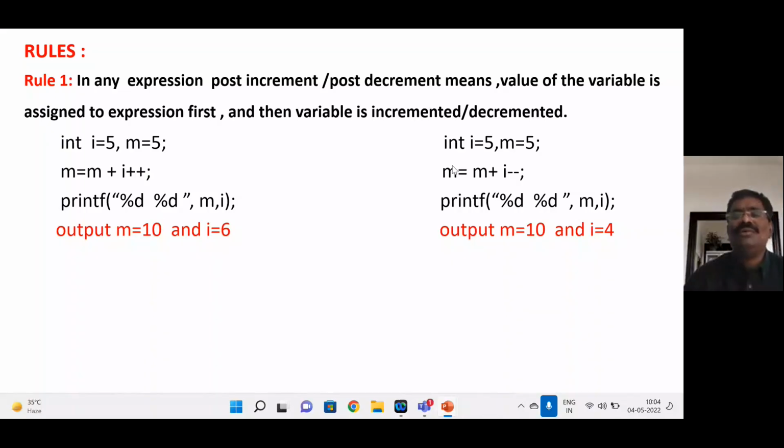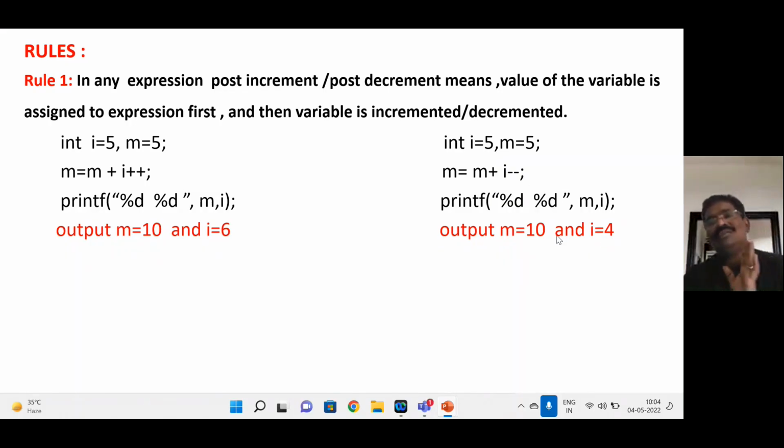In the same way, for post-decrement, int i = 5 and m = 5, m = m + i--. That means first the i value is assigned to m. After that, the i value is decremented by 1. So 5 plus 5 is equal to 10. After assigning this i value to m, i is decremented by 1. So 5 minus 1 is equal to 4.